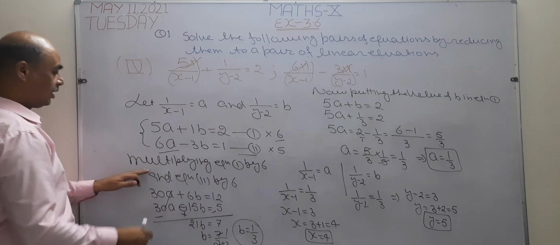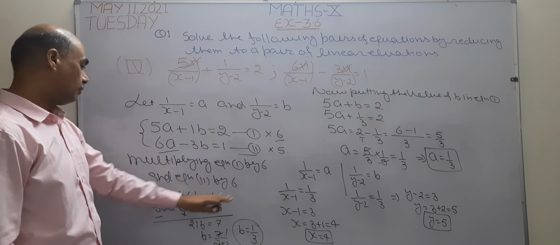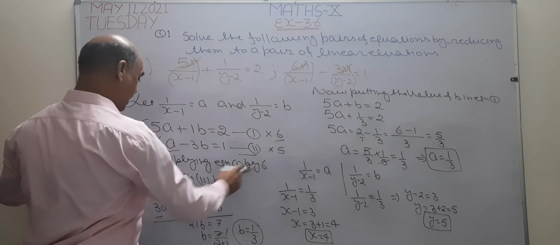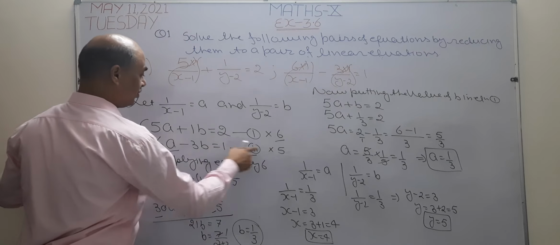So I write here multiplying equation number 1 by 6 and equation number 2 by 5. So I write here 5. Okay, I am going to multiply equation number 2 by 5.